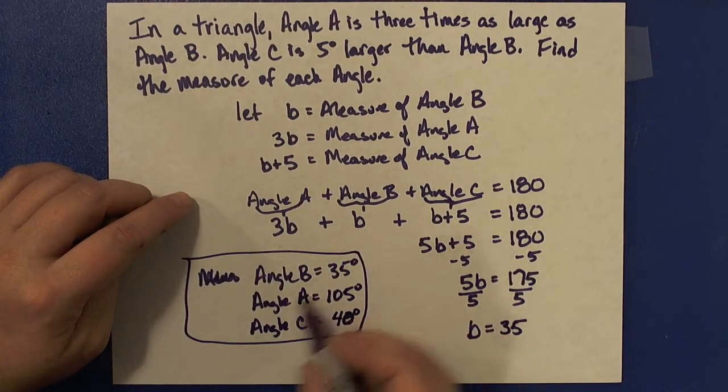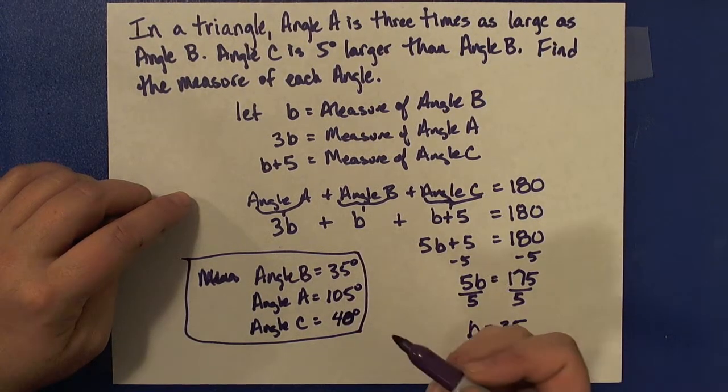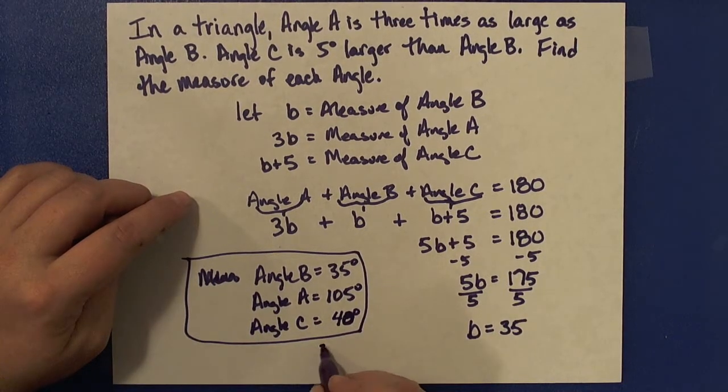Okay. So I'm circling my answer, 35 degrees, 105 degrees, and 40 degrees. To do a check of that, I would probably just double check and make sure those angles added up to 180. So if I took 35, 105, and 40 and added them up, I want to make sure that I get 180 degrees.